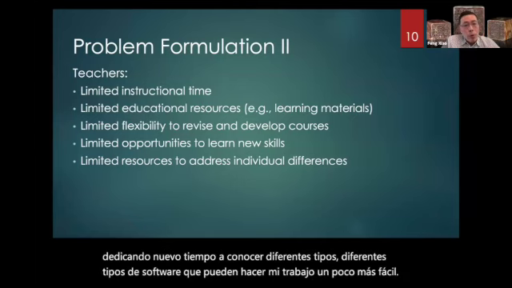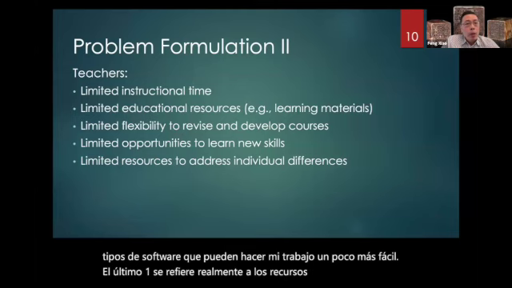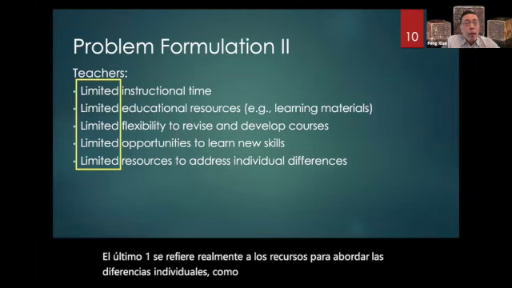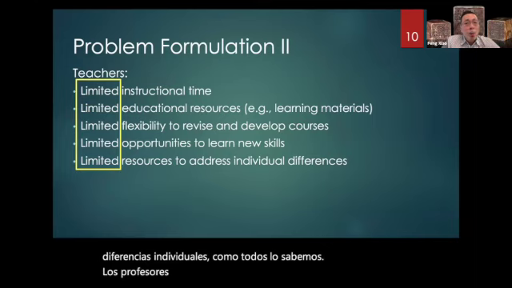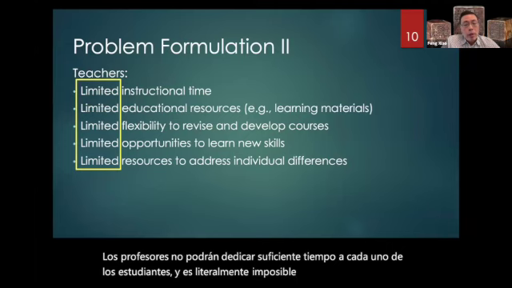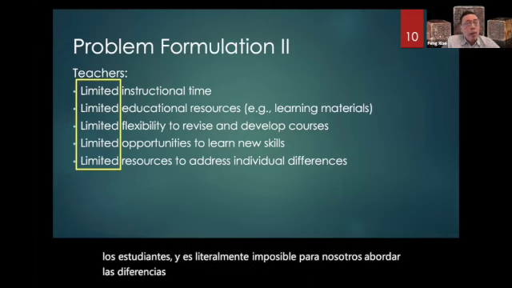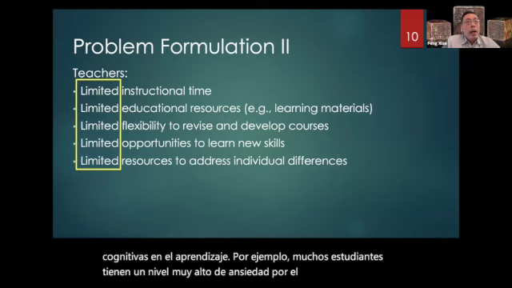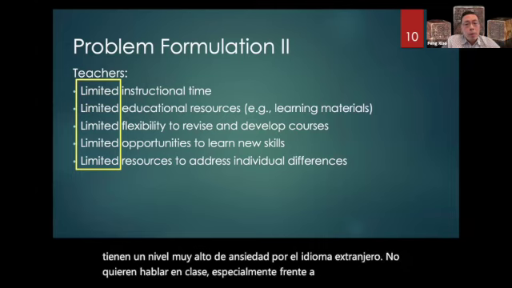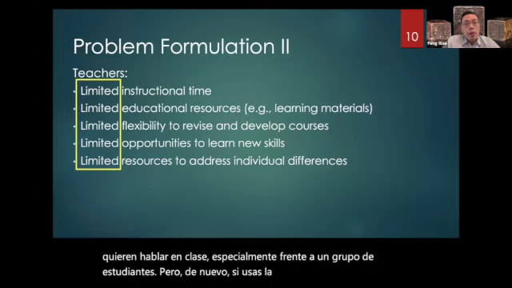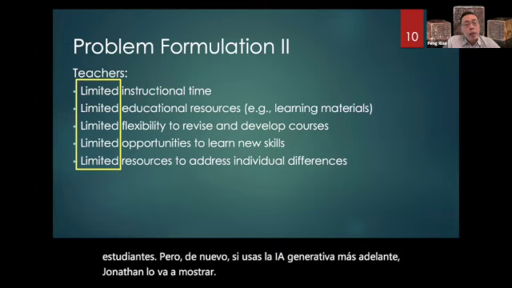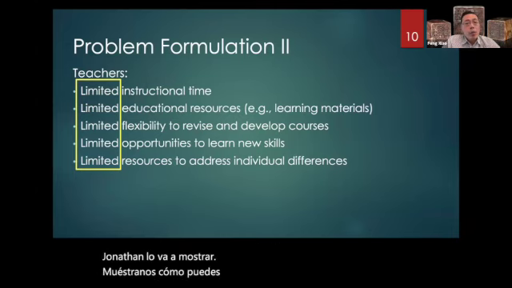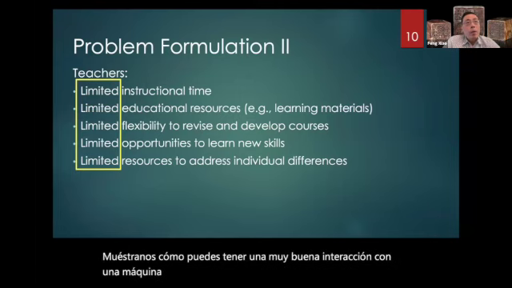And the last one is really about resources to address individual differences. As we all know, teachers will not be able to spend enough time on every single student, and it's literally impossible for us to address individual differences. Here I mean cognitive differences in learning. For example, a lot of students have a very high level of foreign language anxiety. They don't want to speak in class, especially in front of a group of students. But if you use generative AI, later Jonathan is going to show us how you can have a very good interaction with a machine, which will help you build your confidence in speaking in front of a large group.